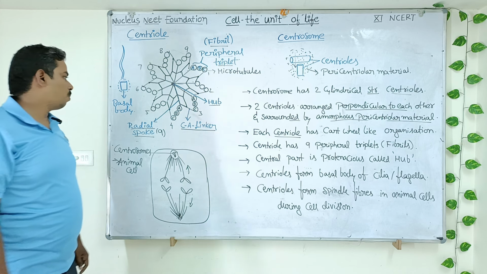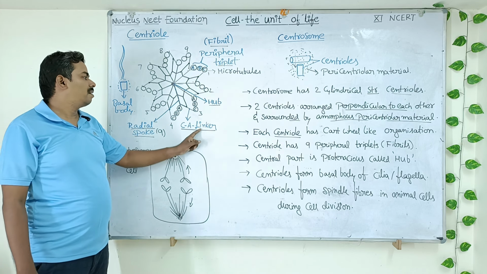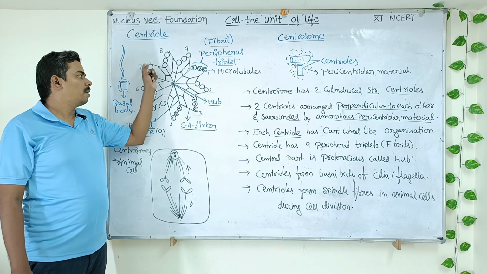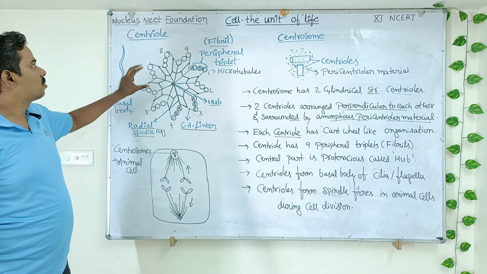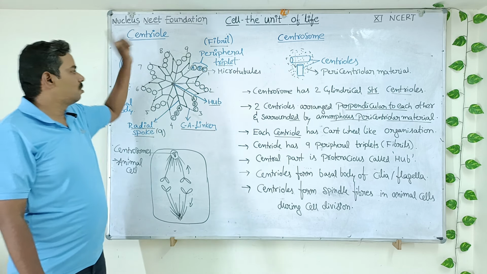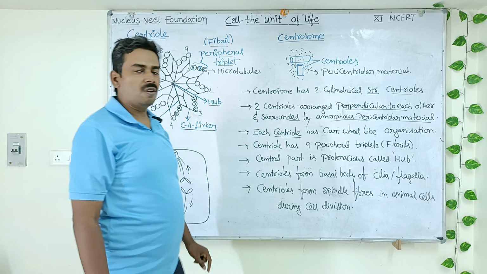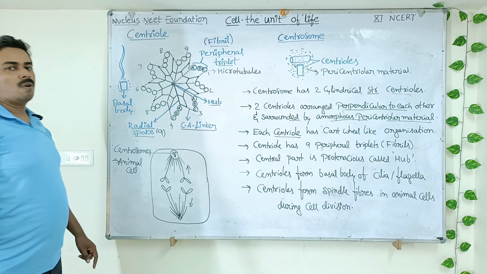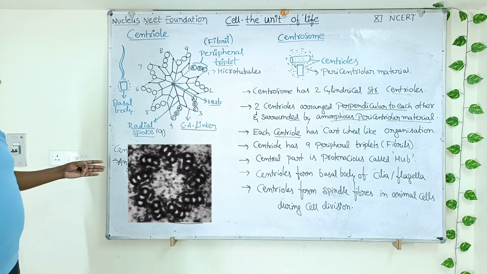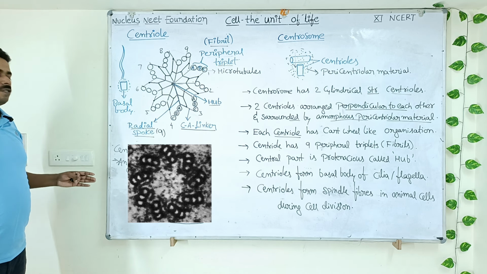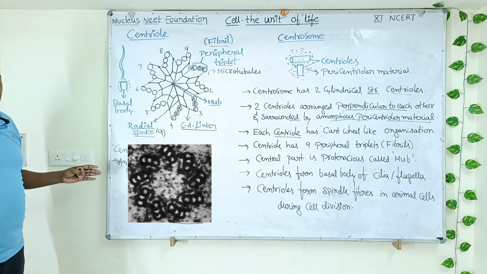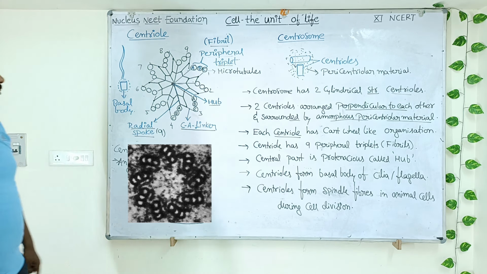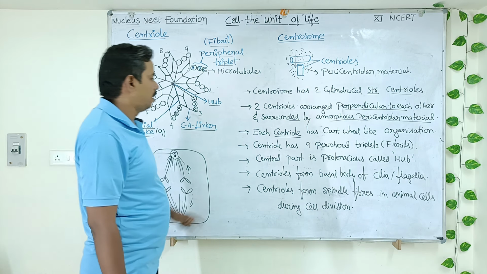So the 9 radial spokes and the CA linkers and the 9 peripheral triplets all together form the structure of a single centriole. This is the structure of a centriole. You can also see the electron microscope photograph of a centriole here. Okay. Now let us see other points.